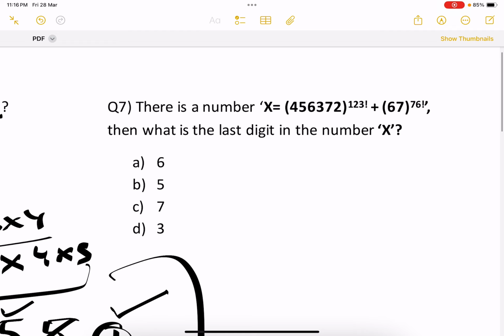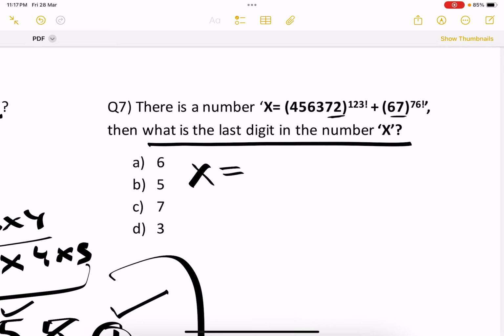that. You have a number x and it is 4563 72 to the power 123 factorial and 67 to the power 76 factorial. Now we are only concerned with these digits that are your unit digits. We are concerned with these only. हमें पूरे नंबर से कोई मतलब नहीं, क्योंकि हमें लार्ज डिजिट फाइंड करनी है. लार्ज डिजिट क्या होती है? व्हाट इज द लार्ज डिजिट? लार्ज डिजिट इज नथिंग बट द यूनिट डिजिट ओनली.